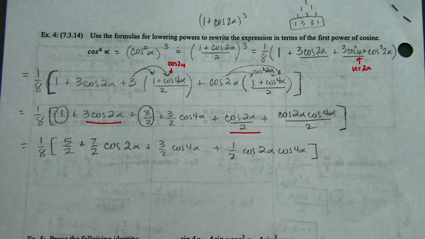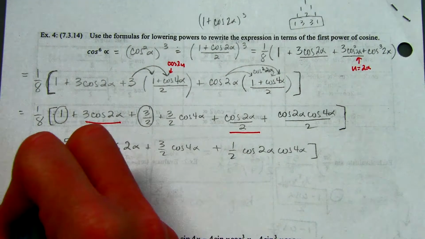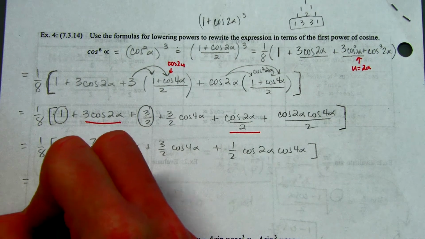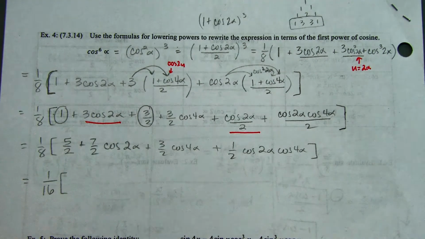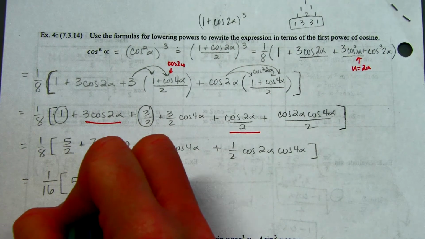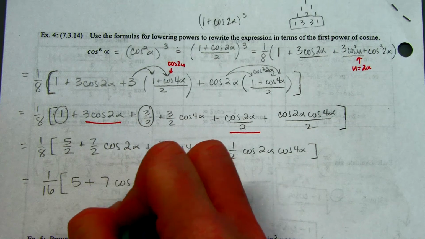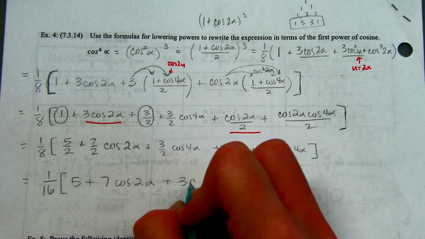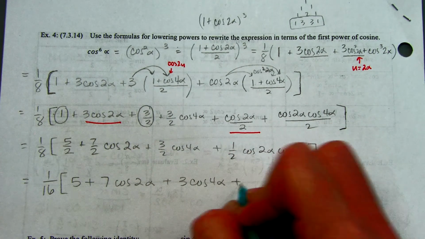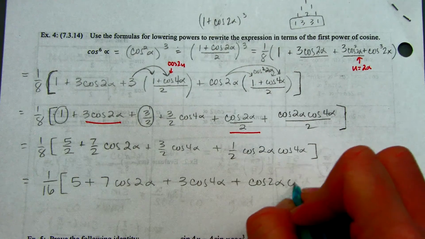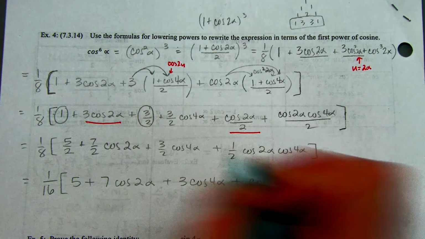You have a couple of options here. You can either distribute the 1/8 in, or you could factor out the fraction. I recommend factoring out the fraction. We get 1 over 16 times 5 plus 7 cosine 2 alpha plus 3 cosine 4 alpha plus cosine 2 alpha cosine 4 alpha.